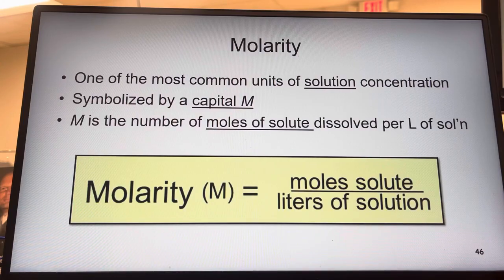So it's the moles of solute dissolved per liter of solution. So a liter is like a Nalgene bottle or a 2-liter bottle of soda, think about that cut in half, right? A liter of solution total. How many moles of solute are in that liter or in those liters of solution? And you divide those two, and that's a number, and that's molarity. So it's really not that difficult, okay?